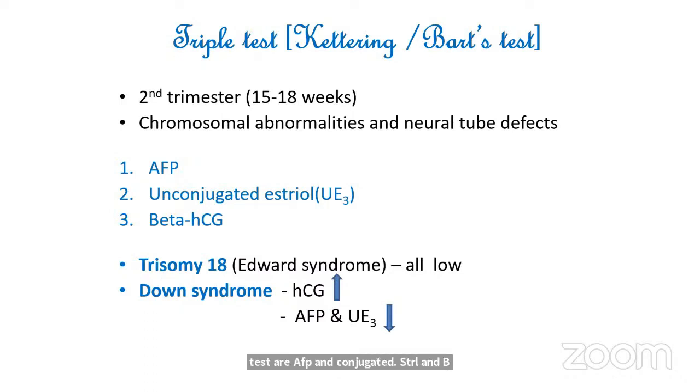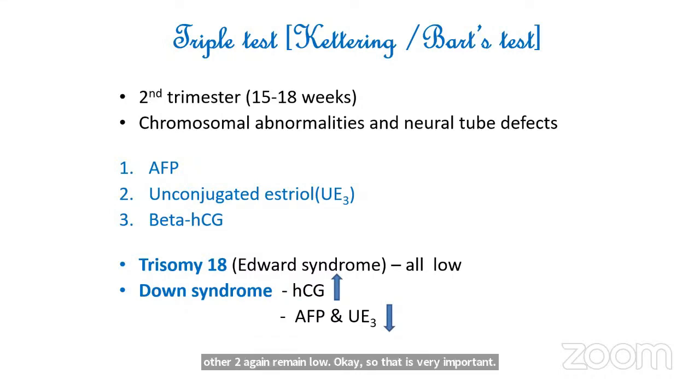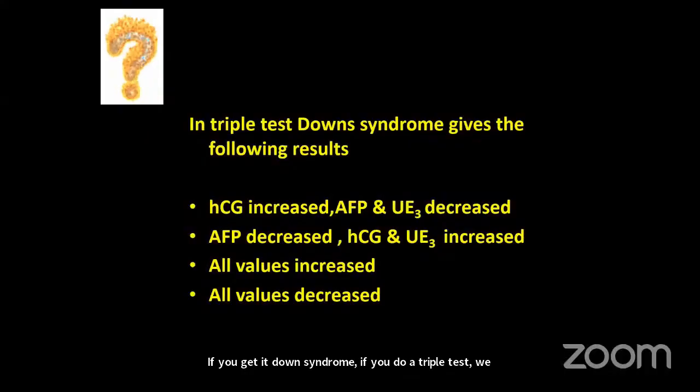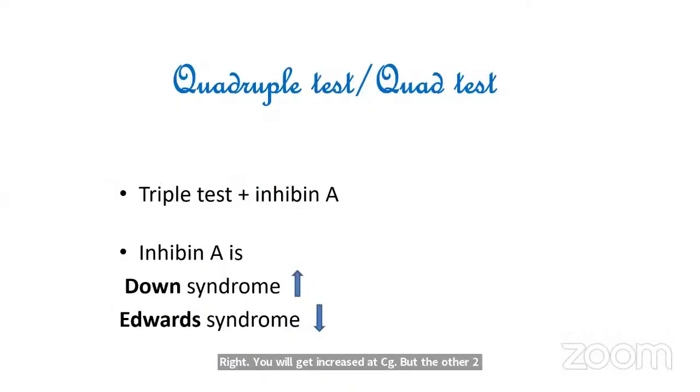So in trisomy 18, you get everything low. But in Down syndrome, only one thing is elevated, that is beta HCG. The other two again remain low. Okay, so that is very important. If you do a triple test in Down syndrome, beta HCG will be elevated. So in triple test, Down syndrome gives the following result. Very easy, right? You will get increased HCG, but the other two, AFP and unconjugated estriol, will be decreased.